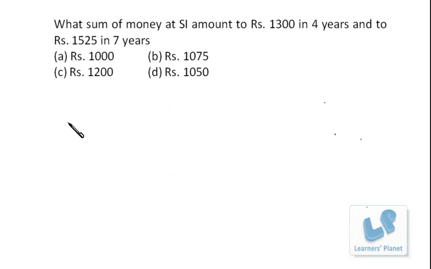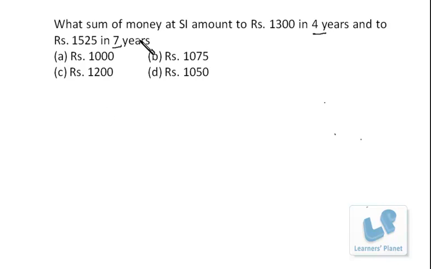Now let's take this problem. What sum of money at SI amounts to rupees 1300 in 4 years and to 1525 in 7 years? Friends, though the problem is very simple, we will still discuss it in detail since this is the beginning of the problem solving sessions. So it's better that you should be clear with all the concepts.